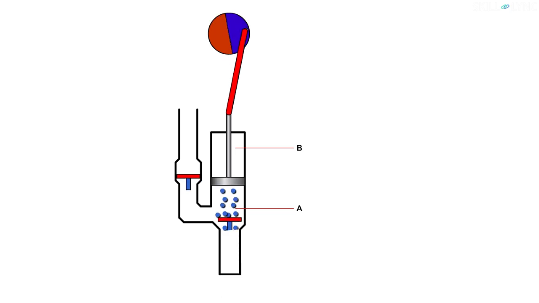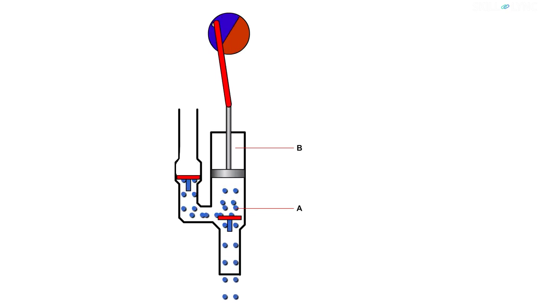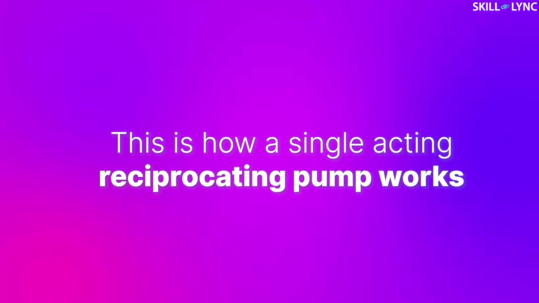As the crank continues rotation, the piston is now moved from point B to point A. When this happens, the suction valve shuts and the output valve opens. As the piston moves from point B to A, it forces the liquid out of the pump through the output valve. This is how a single-acting reciprocating pump works.